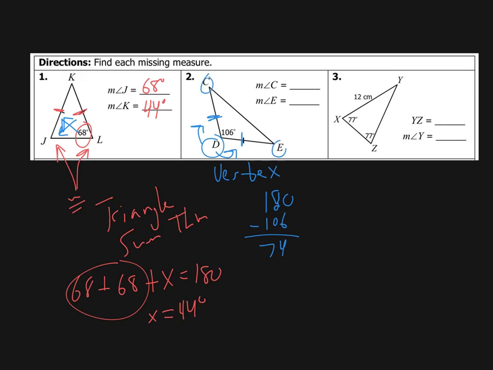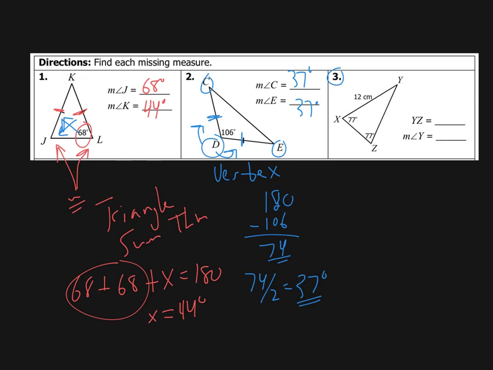So what is 74? Angle C and angle E add up to 74. But I know that they're the same. So if I take 74 and divide that by 2, I get 37 degrees. So this is 37, this is 37. And if I add up 37 twice plus the 74, I should go back to 180.